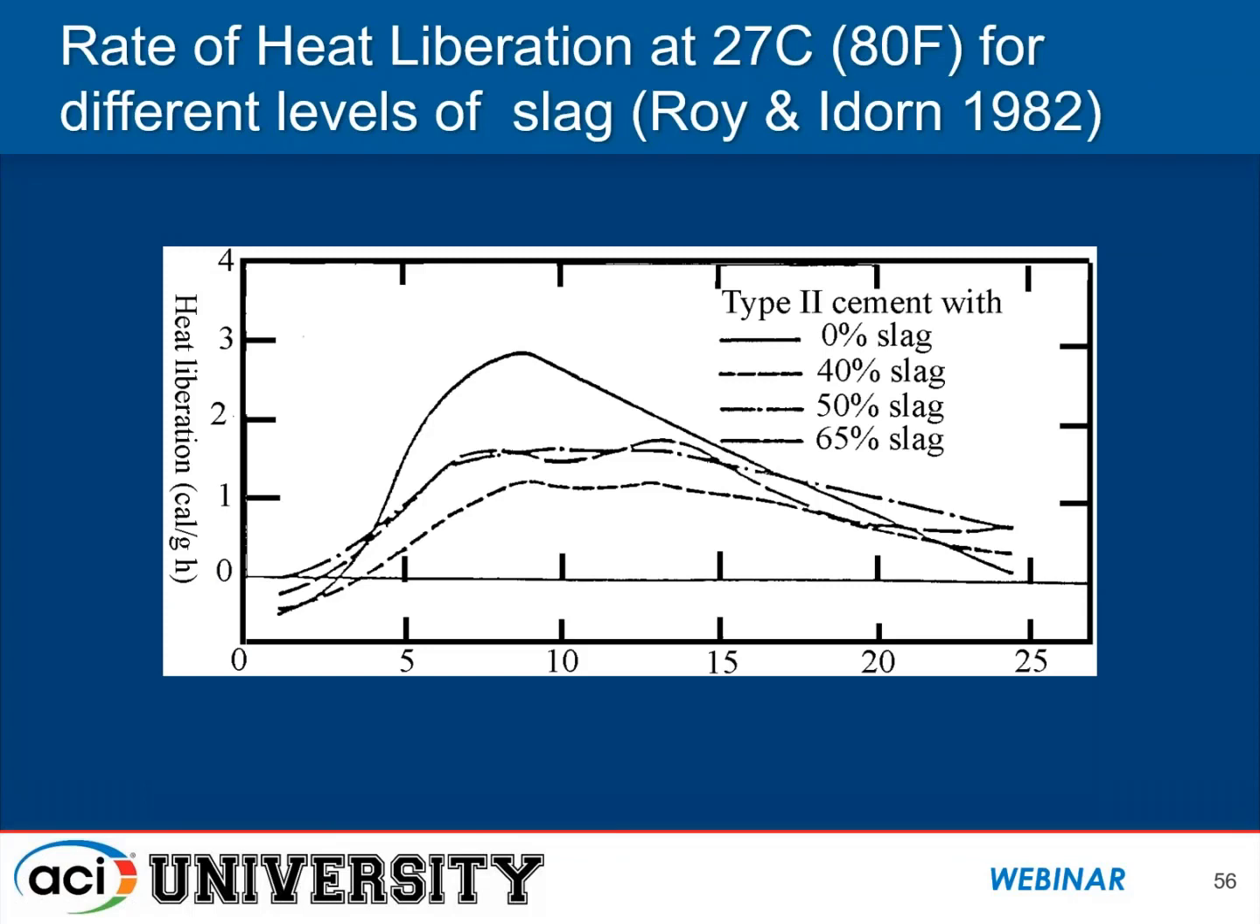I mentioned that slag will reduce the heat of hydration. These are heat curves in a laboratory in a calorimeter. You're keeping the temperature constant and measuring the amount of heat released from the concrete, and showing a Portland cement mix, the solid line on top, and then different amounts of slag. As you increase the slag, you get reductions in the heat of hydration at these early ages, but they do carry on longer at later ages.